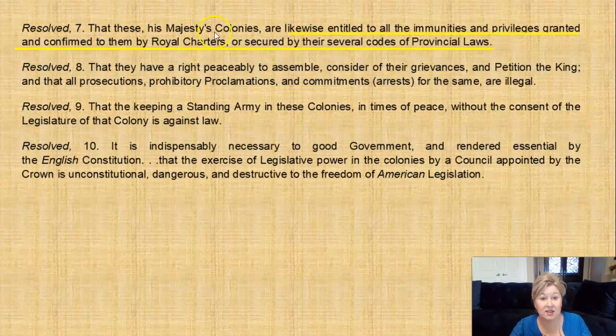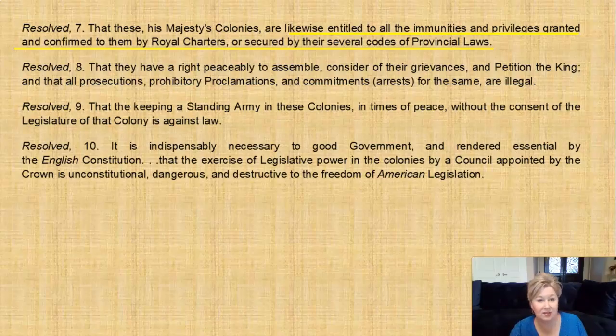Resolved that our colonies are entitled to all the immunities and privileges. Guys, immunities and privileges are rights. We're entitled to all the rights that are granted and confirmed by our charters or have been secured by our codes of law. We're entitled to be ruled under those things because the king has approved them over the years.